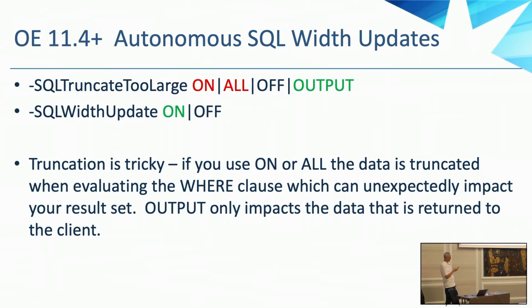You want to be careful when you do that, though. You probably only want to do that truncation on output, which means when the data is returned to the client. If you do it all the time, then that's going to affect the where clause. And so if the field is too wide for the where clause, then the record will be rejected, which is probably not the behavior that you want. So output is usually the parameter that you want.